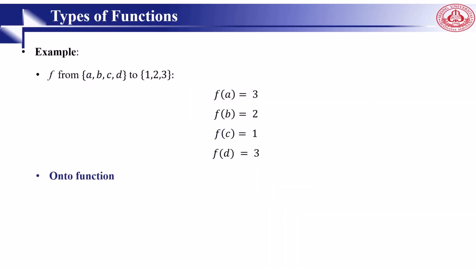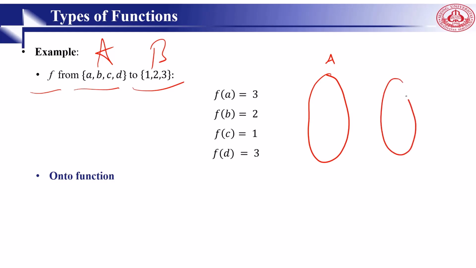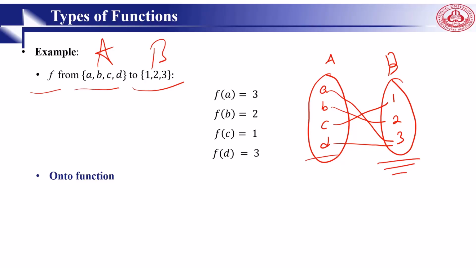We want to show that a function is one-to-one or onto. For example, we have function f which goes from a, b, c, d as set A to 1, 2, 3 as set B. And we say that it is like this: a to 3, b to 2, c to 1, and d to 3. So what is this? One-to-one or onto? This is an onto function because all 3 elements of codomain B are images of some element in A.